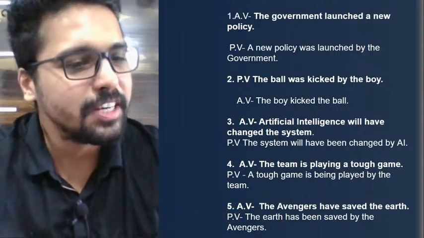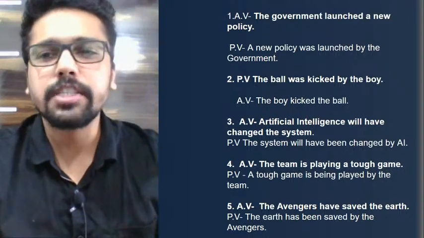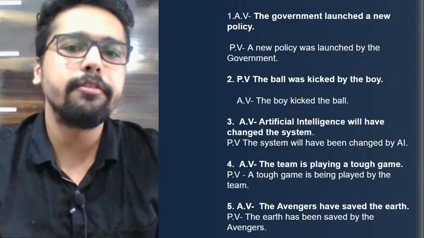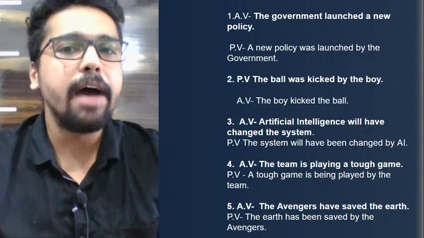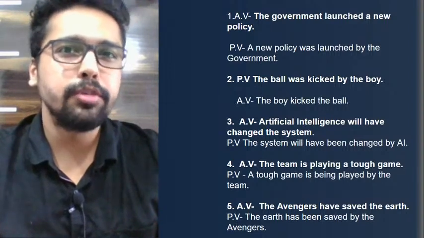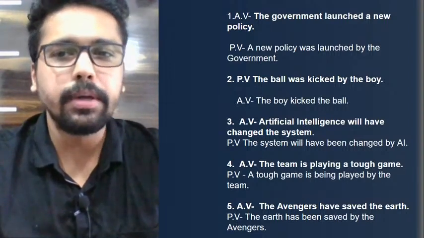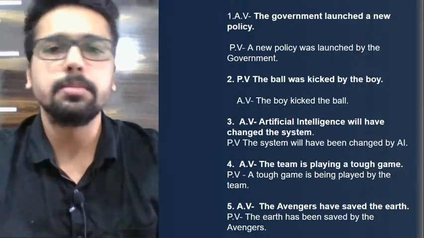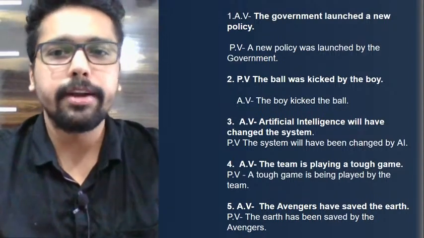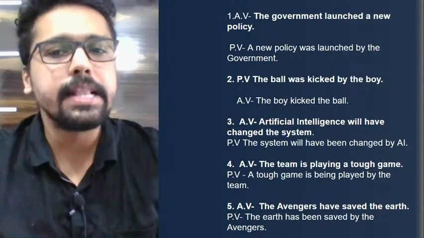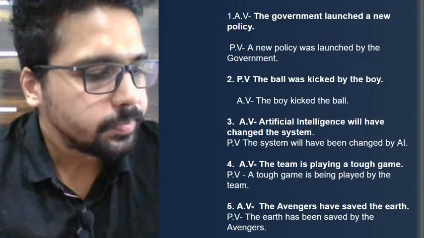You know, this is our favorite example. The Avengers have saved the earth, the fifth one. So you see, the earth has been saved by the Avengers. That means have, has in active, have been, has been in passive. If you have or has in an active voice, that means present perfect. You change it to have been or has been, depending on the subject. Of course, we're talking about the earth, it is singular. So the earth has been saved by the Avengers.